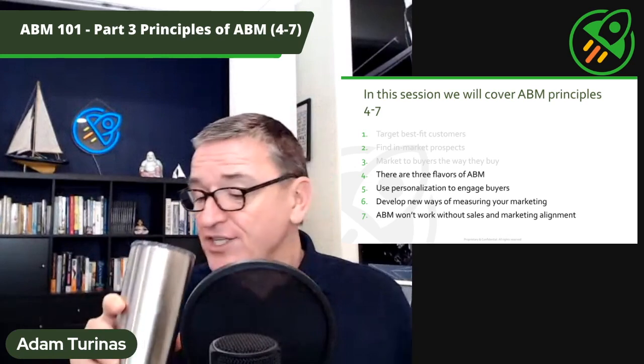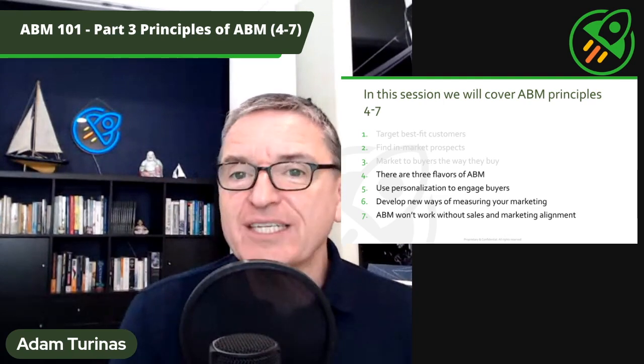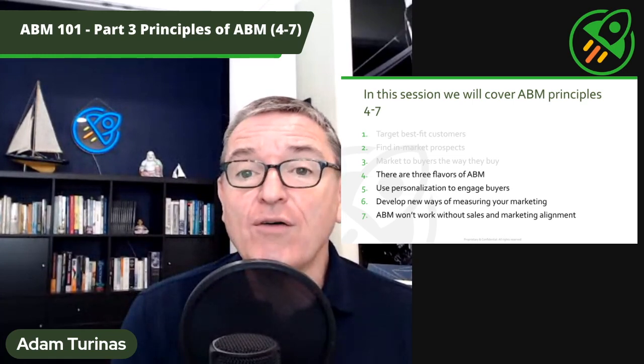In the next set of principles, we're going to look at the 3 flavors of ABM. We're also going to talk about ways to use personalization to engage buyers and cover off why personalization is important. And then I'm going to give you a few examples of personalization in action. Number 6 is about developing some ABM-centric measures, some new ways of measuring marketing, which are much more closely tied to revenue. And last but not least, we're going to talk about sales and marketing alignment. It's the single biggest reason why ABM fails.